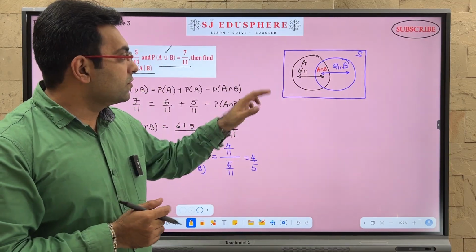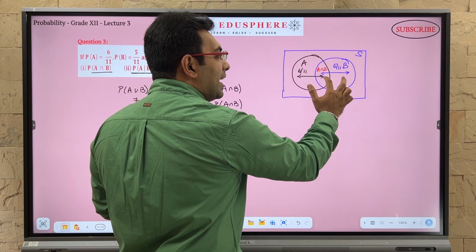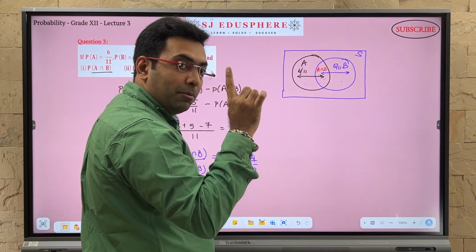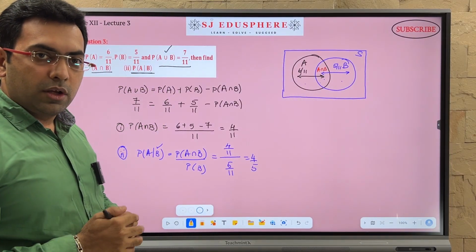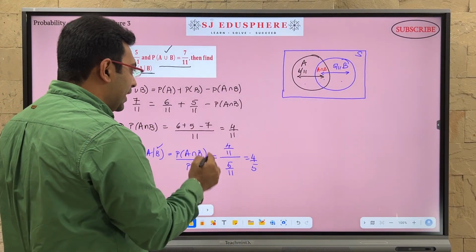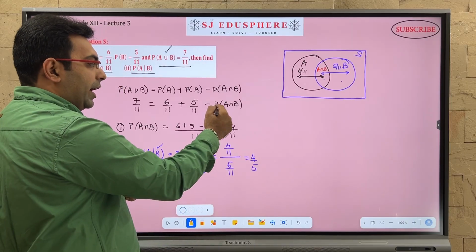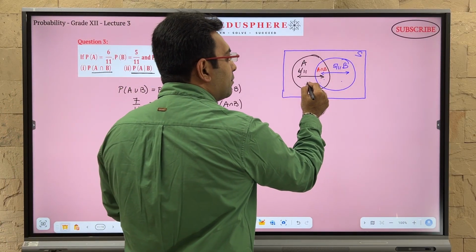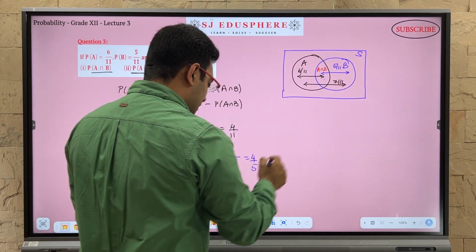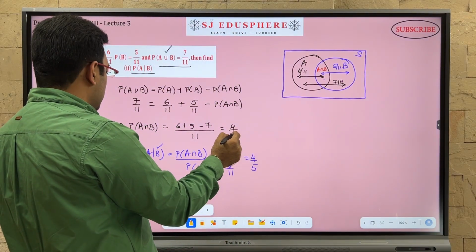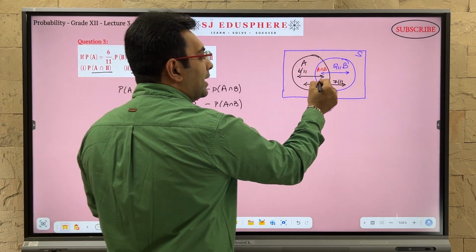Why? Because when I added A and when I added B, it came to 1, but there was a double addition of A intersection B. So when I know my total probability over here for A union B was 7 by 11, that gave me the answer for A intersection B as 4 by 11.